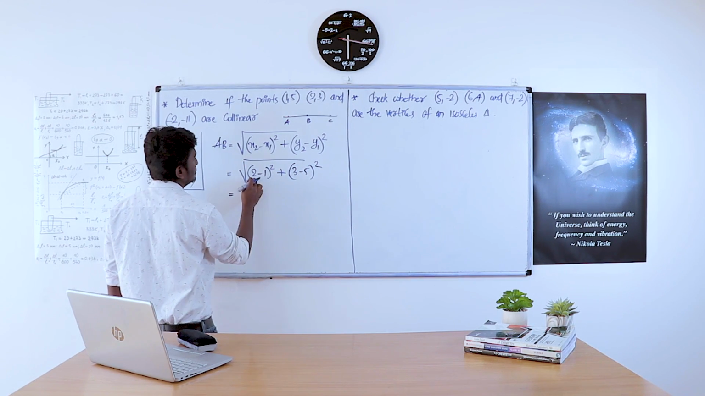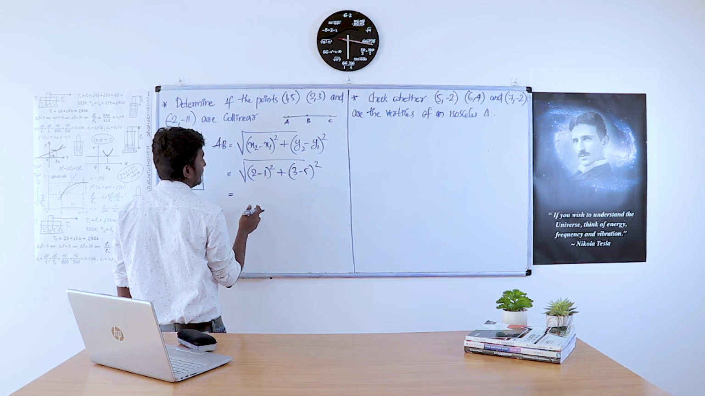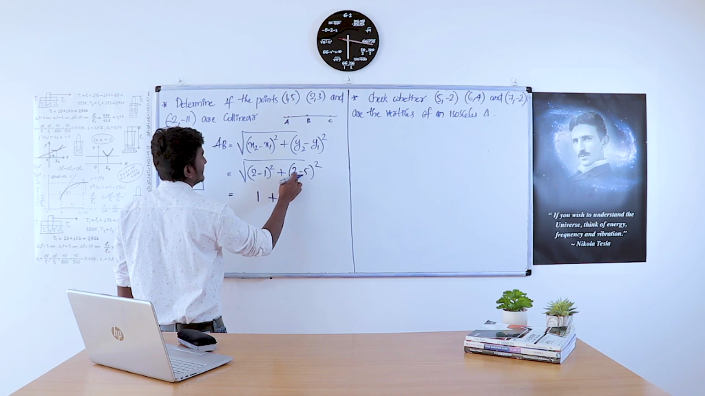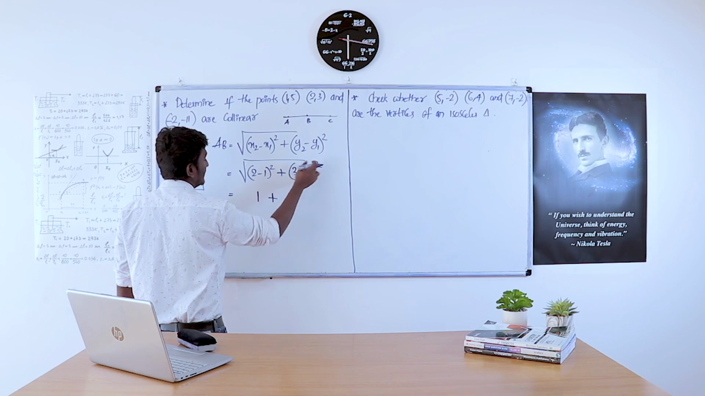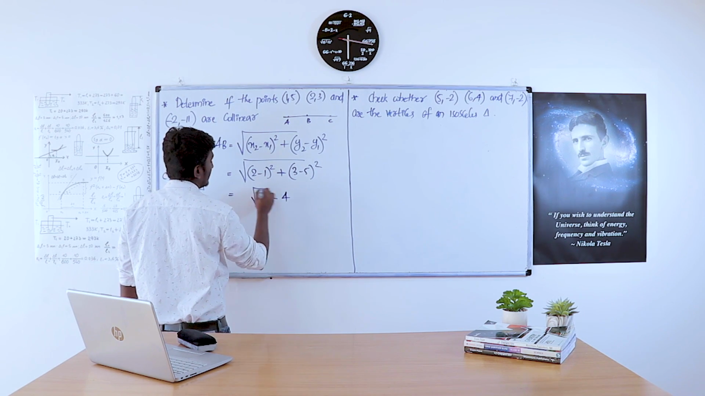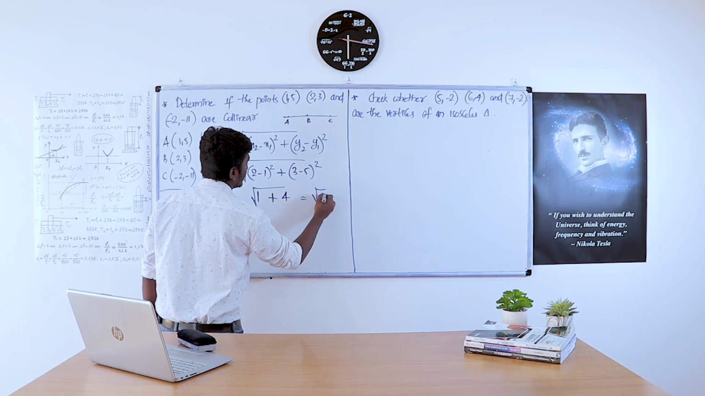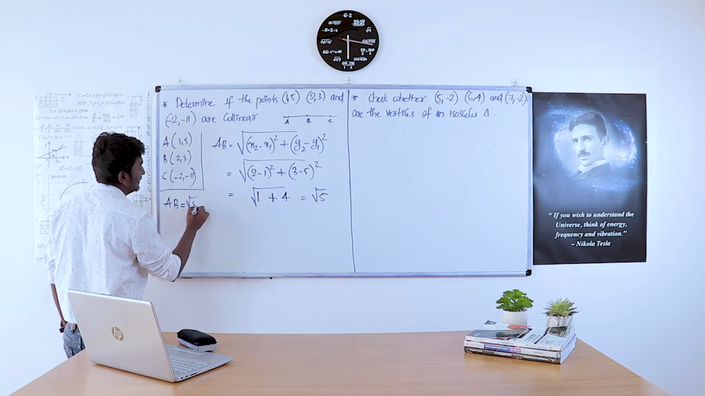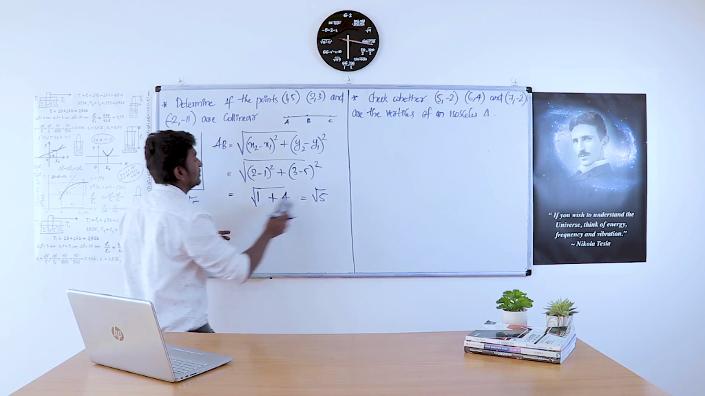That is equal to, what is 2 minus 1? 2 minus 1 is 1 and 1 square is 1. Plus what is 3 minus 5? 3 minus 5 is minus 2. Minus 2 square is 4. Then it is root 5. So we can say AB is equal to root 5.